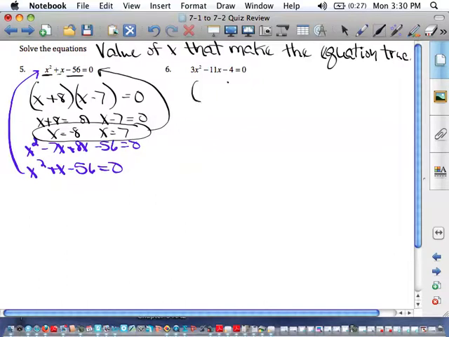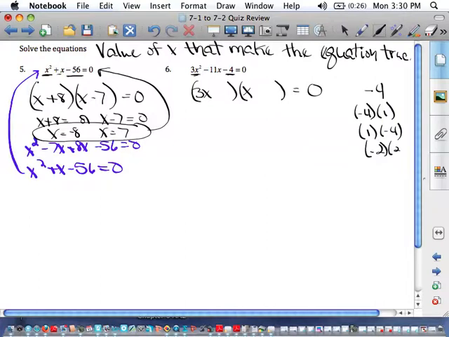Number 6, again, we're looking for two binomials that when we multiply them together, we get 3x squared minus 11x minus 4. So if I'm looking at this first term, I need to have two things that I'm going to multiply together that will give me 3x squared. The only possibilities will be 3x and x. Then, when I look at the last term, I'm looking for the things that would multiply to give me negative 4. That could be minus 4 and positive 1 and minus 4, or negative 2 and 2.